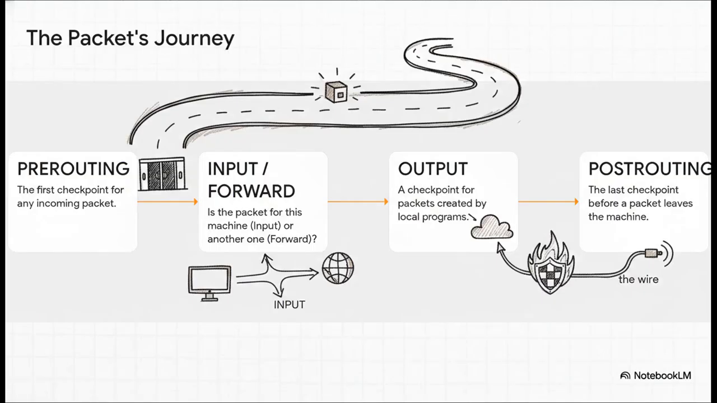So let's follow a packet on its little adventure, okay? Think of it like a highway with mandatory exits and checkpoints. Any packet coming in from the outside, bam, it hits the pre-routing hook first. From there, the kernel asks a simple question: is this for me? If yes, it goes to the input hook. If it's just passing through to another network, it goes to the forward hook. Now, what about packets created on this machine? They start their journey at the output hook. And finally, everything, coming or going, makes one last stop at post-routing, right before it jumps onto the wire. Each one of those hooks is a place where we can apply a rule.